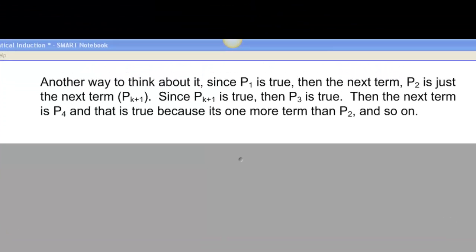Another way to think about this is since P sub 1 is true, then the next term P sub 2 is true because it's just the next term P sub k plus 1. So if 1 is true, 1 plus 1 is the second term. The second term has to be true. If the second term is true, then the third term has to be true. And if the third term is true, then the fourth term has to be true, and so on, because it's always one more term than the previous.